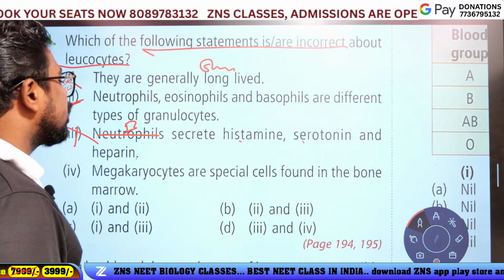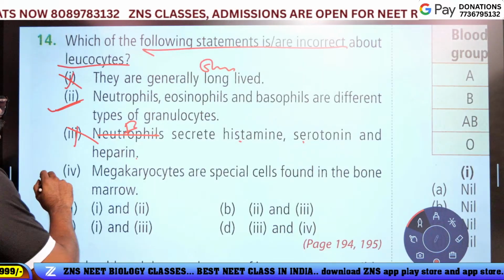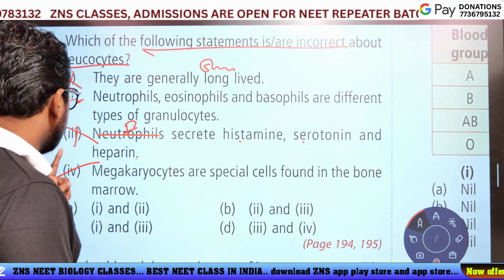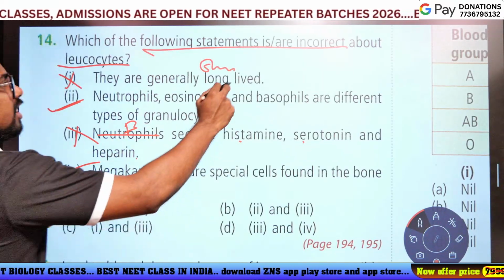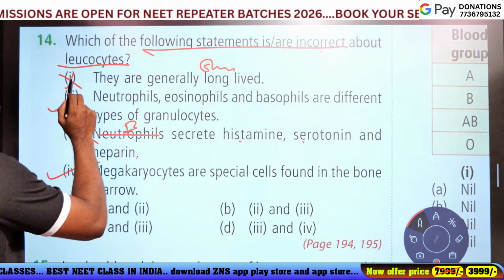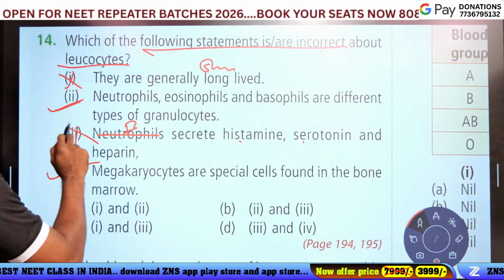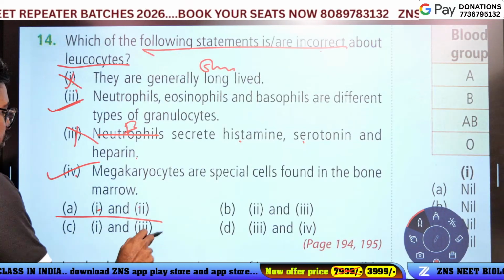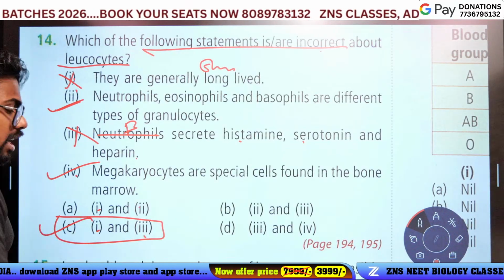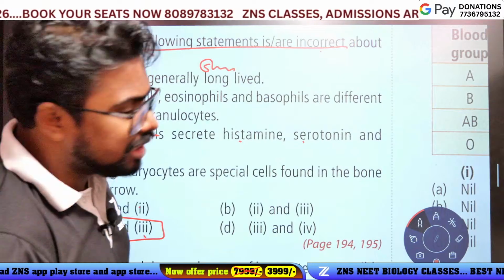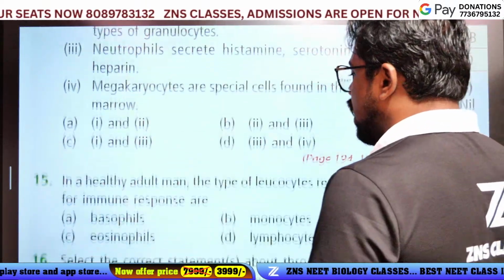Megakaryocytes are special cells found in the bone marrow. Yes, it's correct. Which answer is incorrect? Statements 1 and 3, so option C is the answer. Okay, ready.